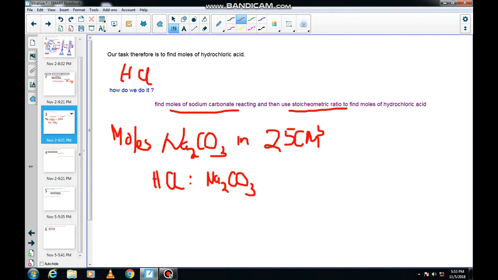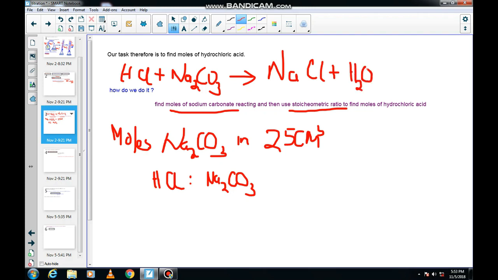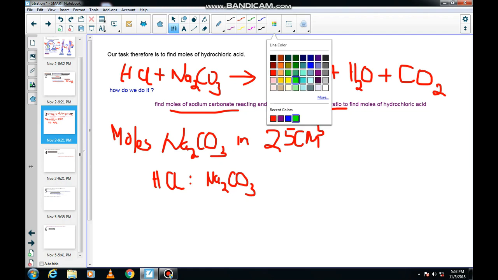Hydrochloric acid will react with sodium carbonate, Na2CO3. This is an acid carbonate reaction, and an acid carbonate reaction produces a salt. Therefore, we'll get sodium chloride as our salt. Along with the sodium chloride, we will get water and the gas carbon dioxide. Reactions of carbonates with acids produce the gas carbon dioxide. Okay, let's quickly balance our reaction equation.